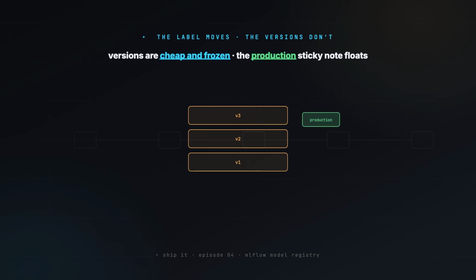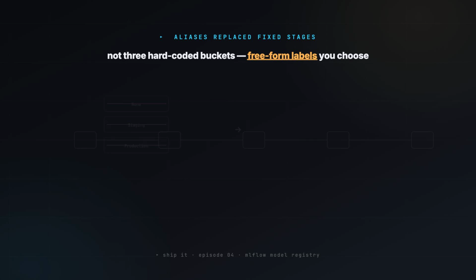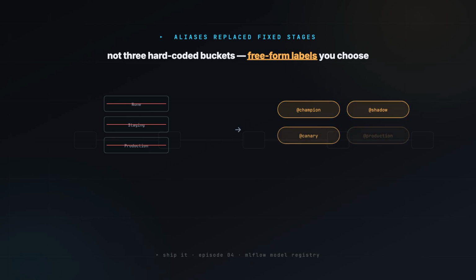So the registry lets you tag a version with a moving label. This one is staging, this one is production. The label moves, the versions don't. Modern MLflow calls those moving labels aliases, and they replace the old fixed stages because a freeform alias is more honest. You can have @champion, @shadow, @canary, not just 3 hard-coded buckets. An alias is a sticky note. You peel it off version 2 and slap it onto version 3 the moment v3 is ready.